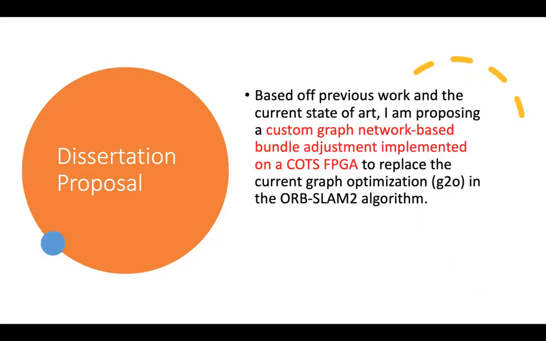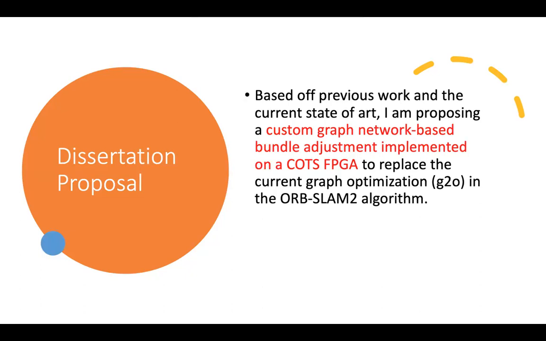For me, I want to take both of these works as inspiration to come up with my dissertation, which would be a combination of both. My dissertation proposal is based on previous work in the current state of the art. I'm proposing a custom graph network-based bundle adjustment implemented on a commercial off-the-shelf FPGA to replace the current graph optimization, G2O, in the ORB-SLAM2 algorithm.